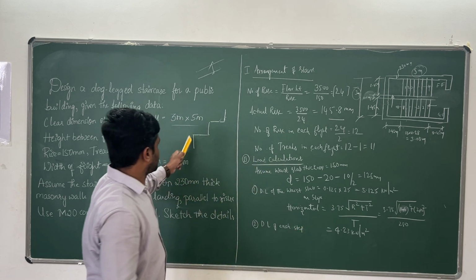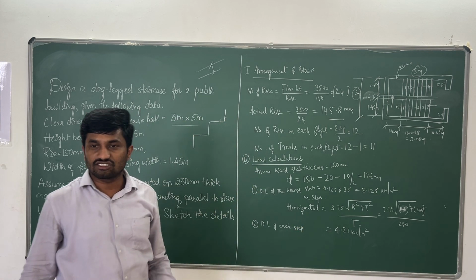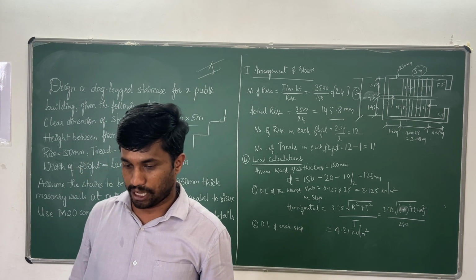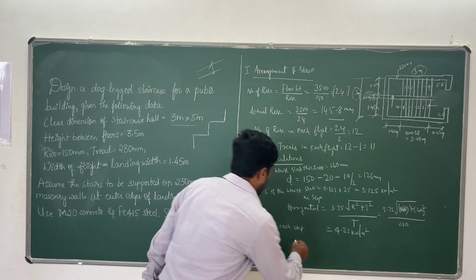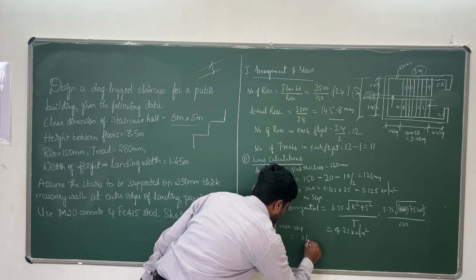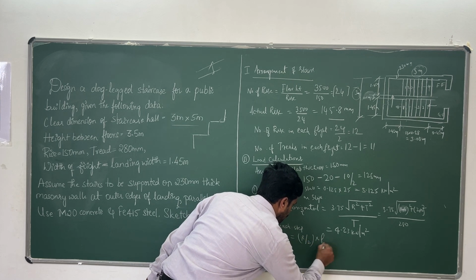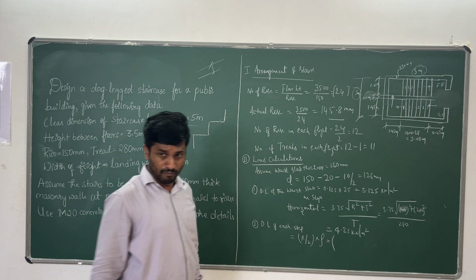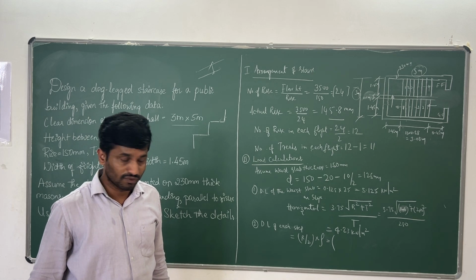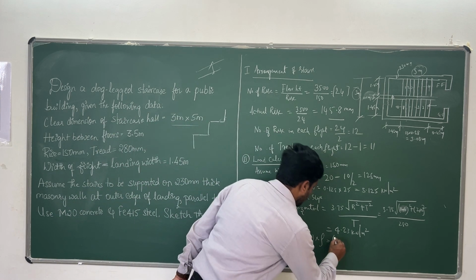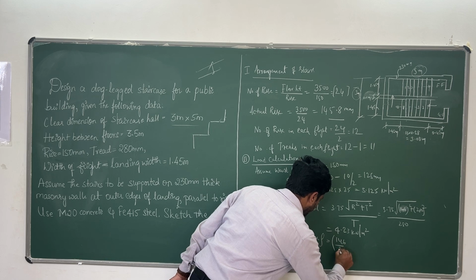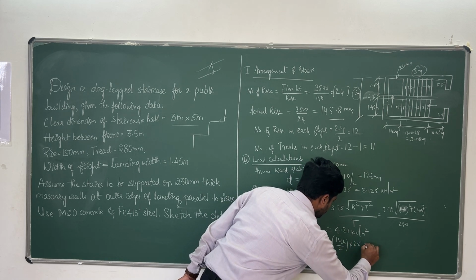We are having each step. Dead load of each step. How to compute dead load of each step? You have to remember one equation: rise by 2 multiplied by density of the concrete. What is the rise value? 146 by 2 into 25.